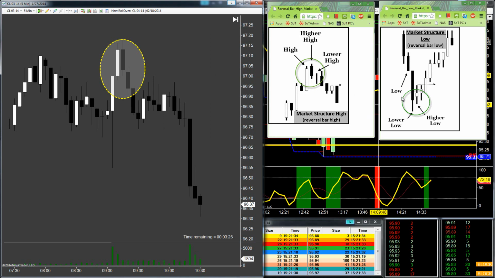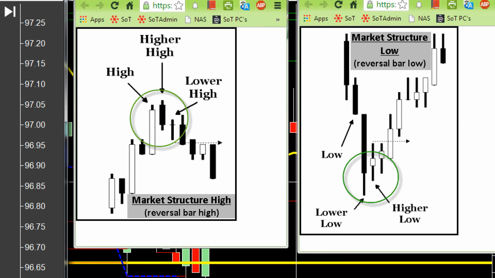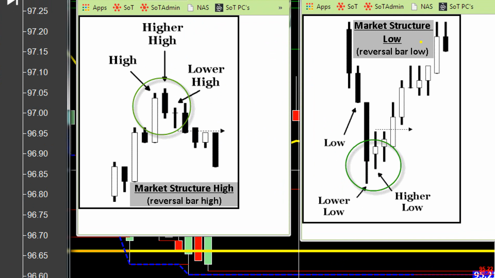And the way that this works is essentially the way that a market structure high or low is going to be created in the market. What that means is, in this example of an uptrend, you're constantly making new highs, but in this case, you make a higher high, followed immediately by a lower high. Essentially what you're looking at is a topping pattern. The market has shifted around.